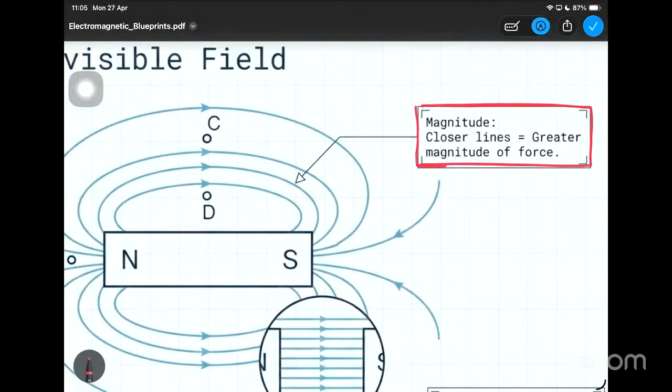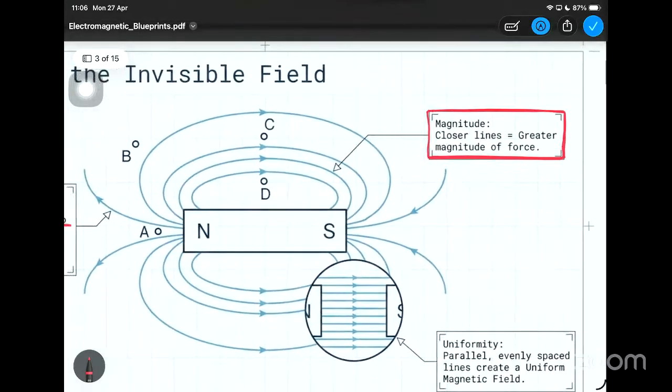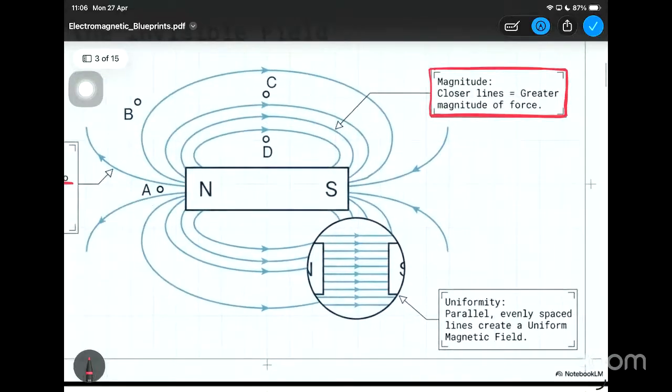The magnitude of a magnetic field directly depends on the number of magnetic field lines going through the surface area, right? So remember, when you have so many magnetic field lines going through a certain area, then you will have a greater magnitude of magnetic force.